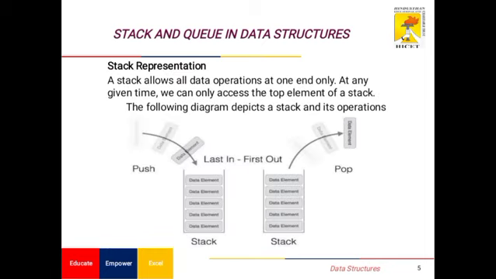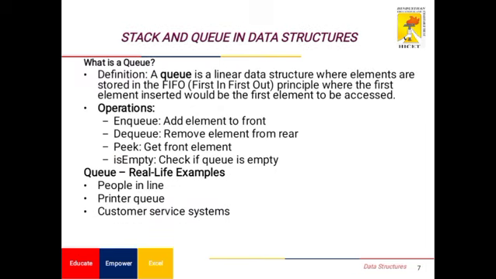So the next one, we discuss the queue. The definition of the queue: a queue is a linear data structure where elements are stored on the FIFO principle. FIFO means first in, first out, where the first element inserted would be the first element to be accessed.